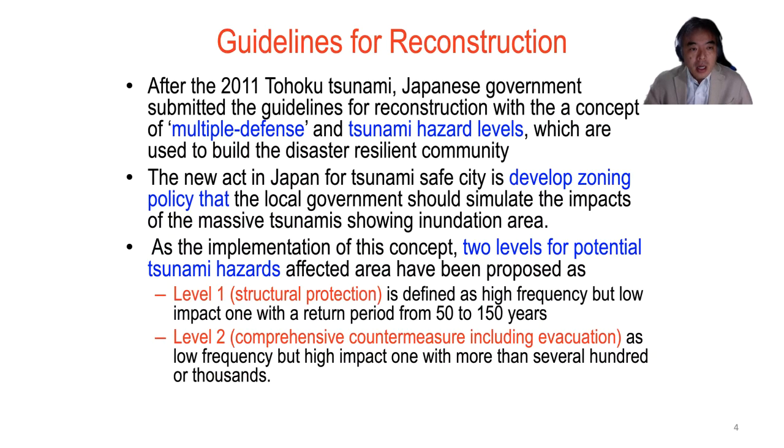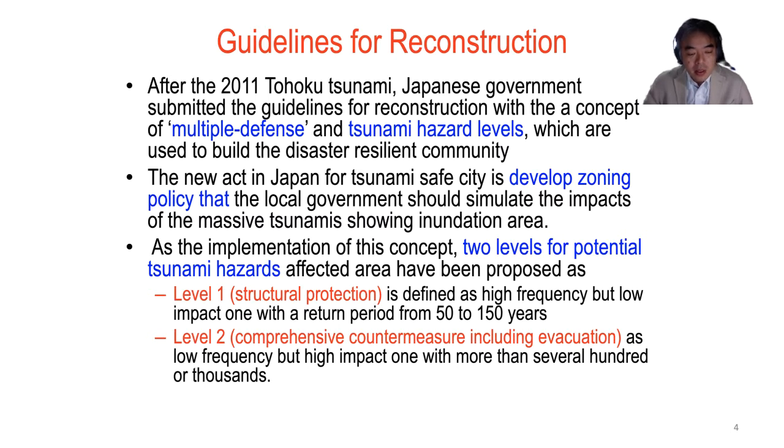So after the 2011 Tohoku tsunami, the Japanese government submitted guidelines for reconstruction with the concept of multiple defense by using multiple hazard levels. We set two levels of tsunamis. Level 1 tsunami is defined as high frequency but low impact, with a return period of almost 100 years. And we use this tsunami to design the seawalls and breakwaters.